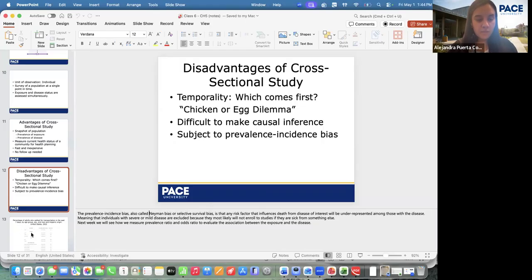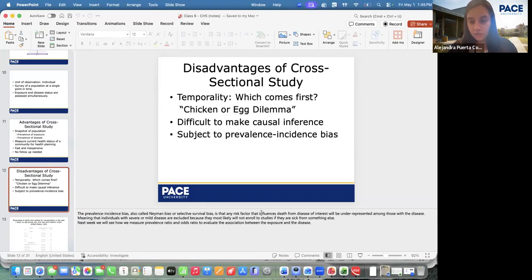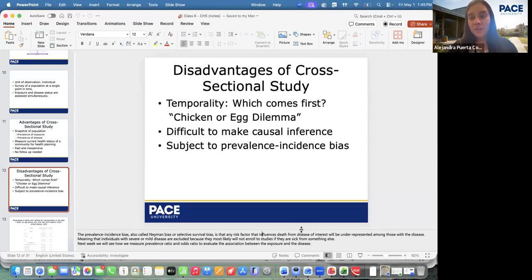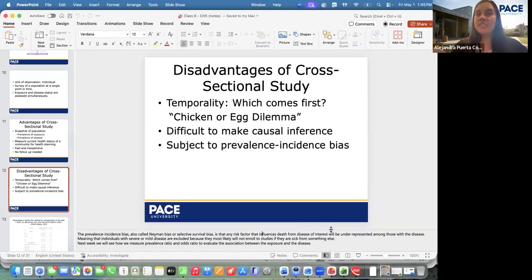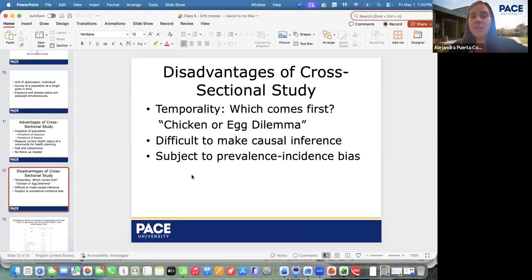And do we have an example here? No. It's just saying that people who are healthy will more likely participate in studies than people who are sick already, right? So you will have weird results on the prevalence if it's a very rare disease, for example, right?